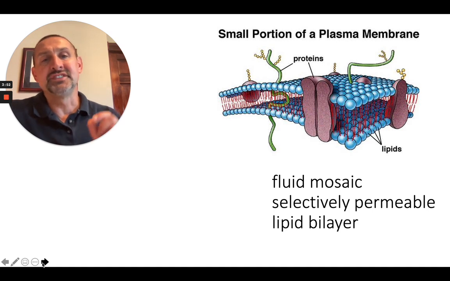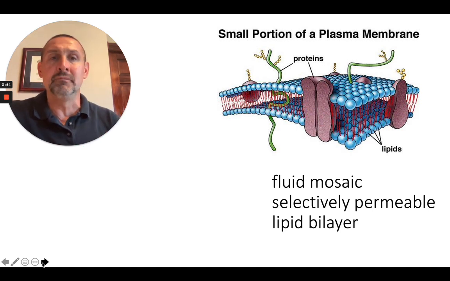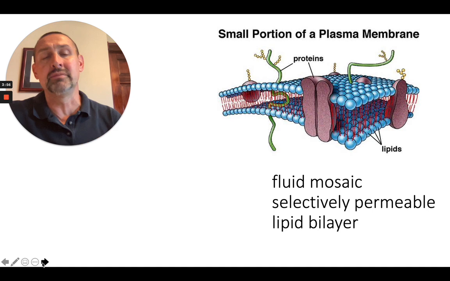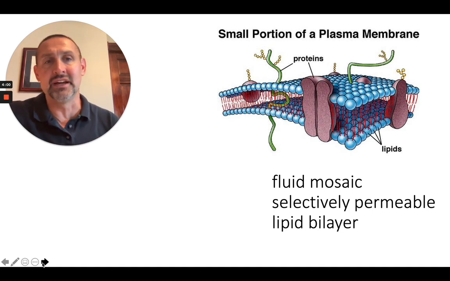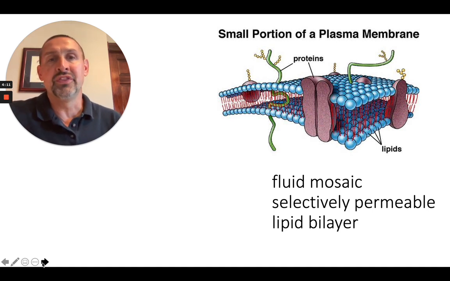You'll notice that there's not just phospholipids in the cell membrane. There's also proteins and carbohydrates in the cell membrane. That's what makes it a fluid mosaic. So fluid in the sense that those proteins and carbohydrates embedded in the membrane often move around. Mosaic because it's made of more than one thing.